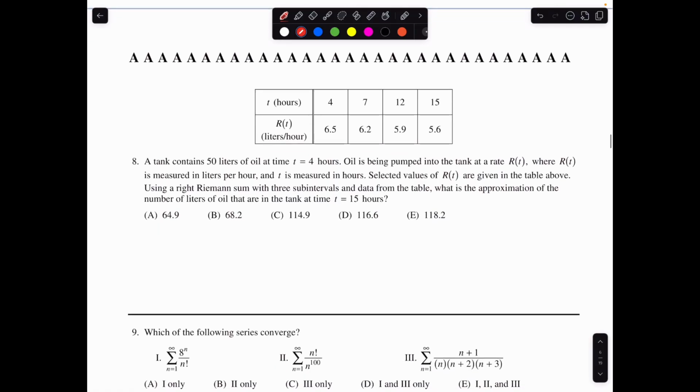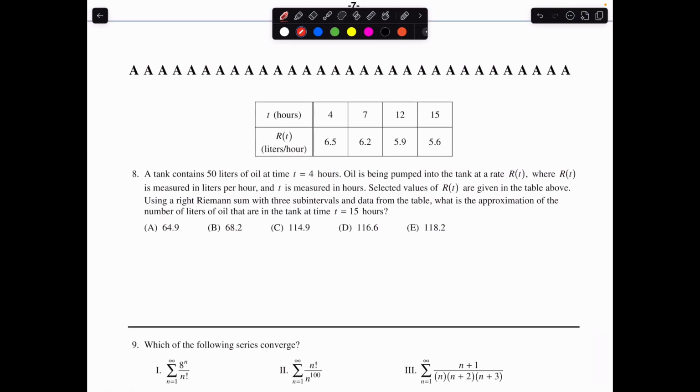Riemann sum. I hate it when this is not a calculator question. Okay. A tank contains 50 liters of oil at t equals 4. Oil is being pumped at a rate R(t), where R(t) is measured in liters per second and t is measured in hours. Select the value of R given in the table above. Using a right Riemann sum with 3 subintervals, the data from the table is an approximation for the amount of oil in the tank at t equals 15.